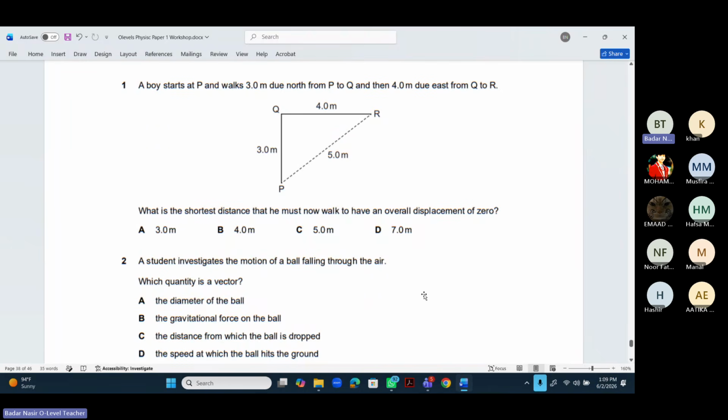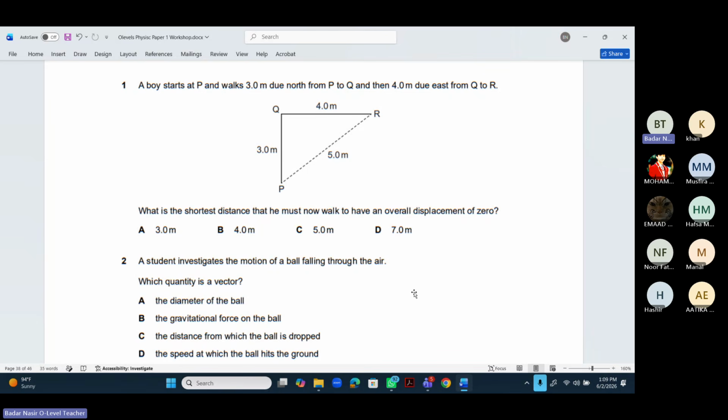A boy starts at P and walks 3 meters due north from P to Q, and then 4 meters due east from Q to R. What is the shortest distance that he must now walk to have an overall displacement of 0?